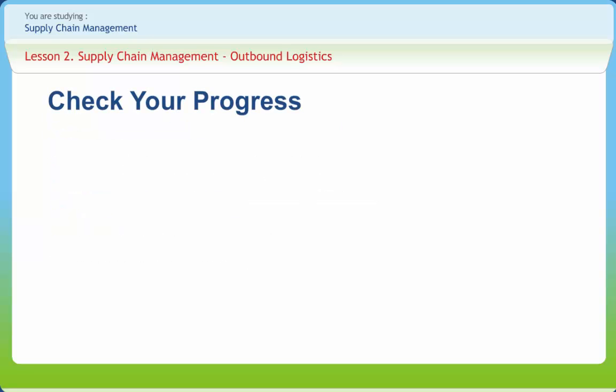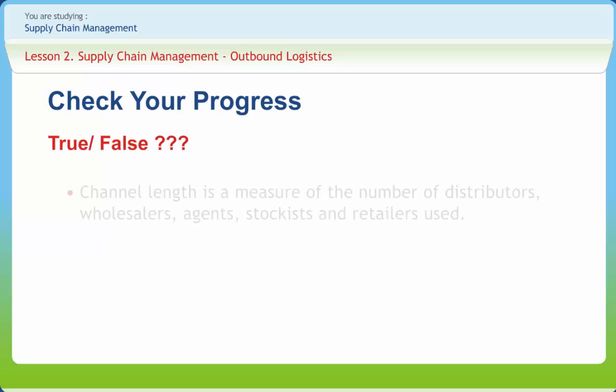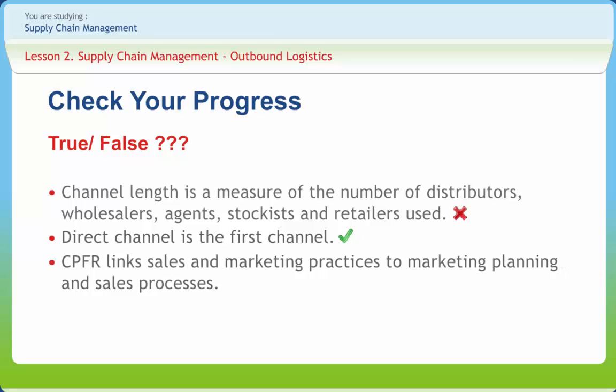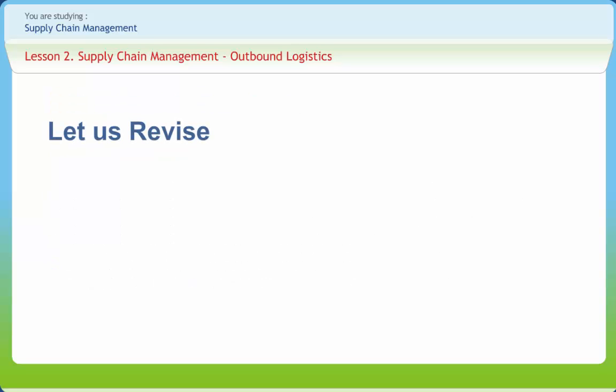Now let us check our progress. State if the given statements are true or false. Channel length is a measure of the number of distributors, wholesalers, agents, stockists, and retailers used. True or false? False. Direct channel is the first channel. True or false? True. CPFR links sales and marketing practices to marketing planning and sales processes. True or false? False. Let us revise.